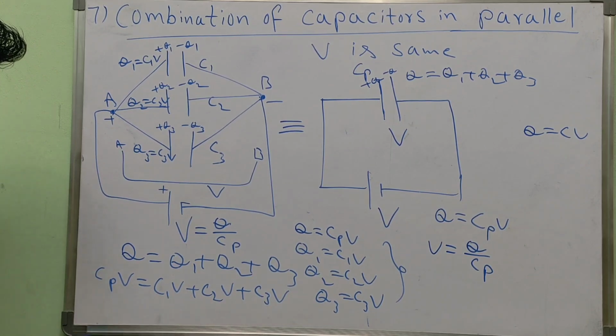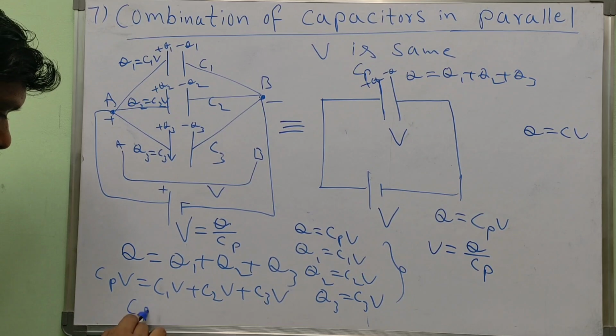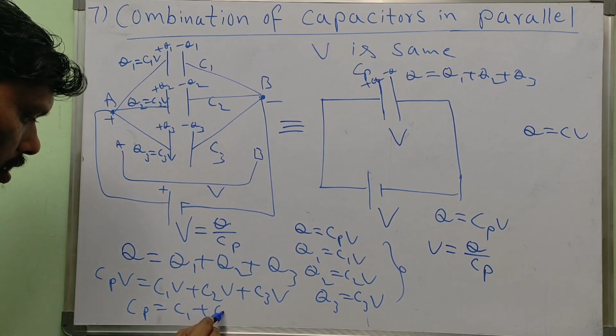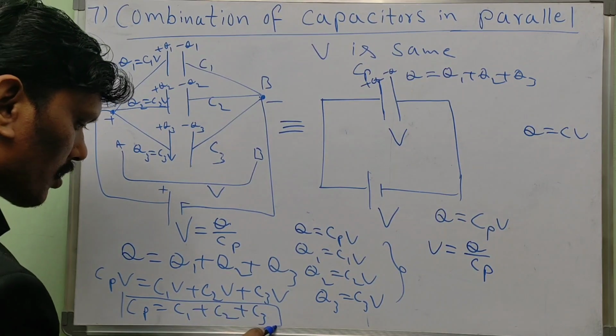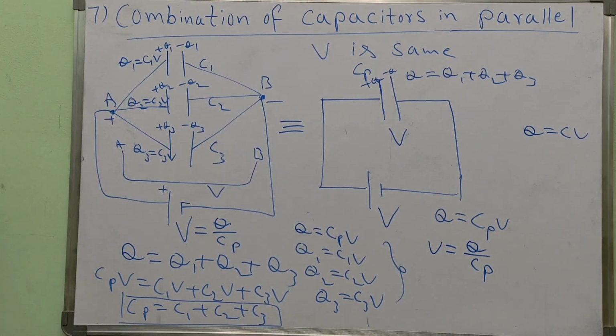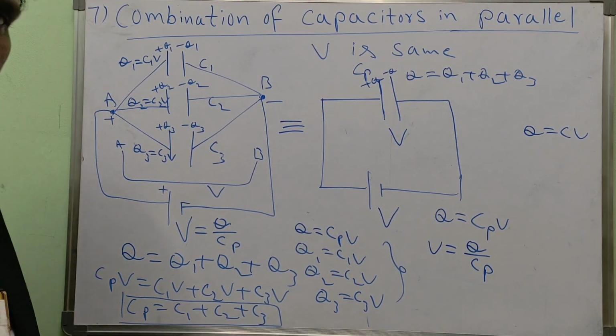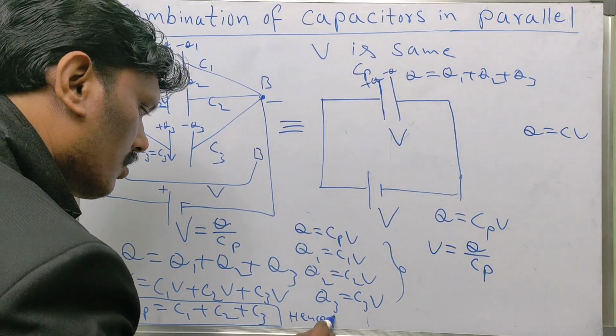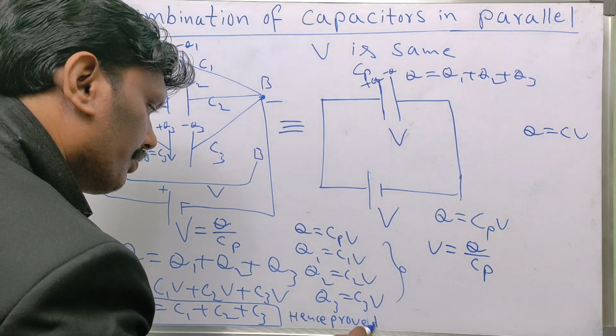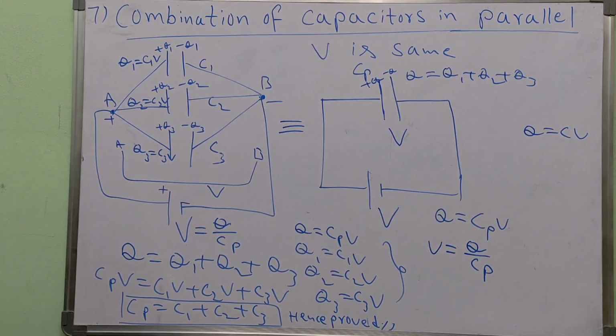Take V common from the right hand side and cancel out V on both sides. Then what remains? Cp is equal to C1 plus C2 plus C3. This is the equivalent capacitance of three capacitors which are connected in parallel. Hence proved. Note down, students.